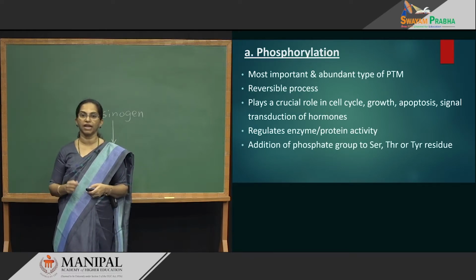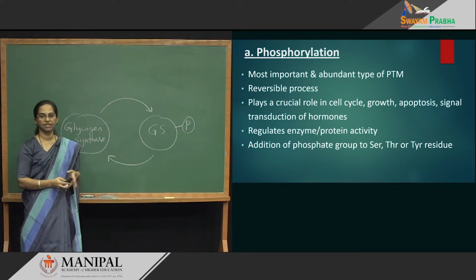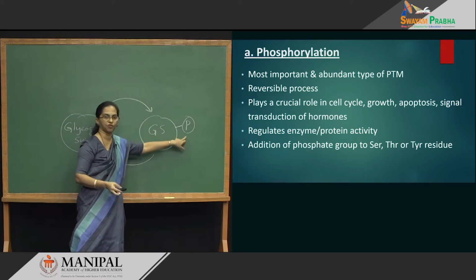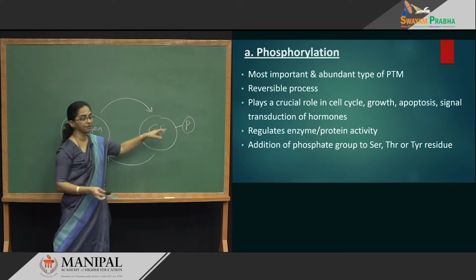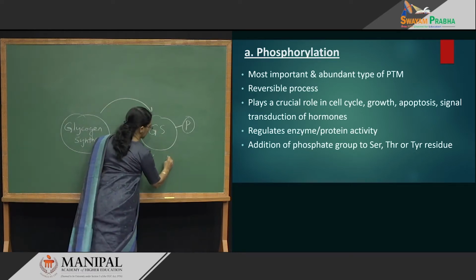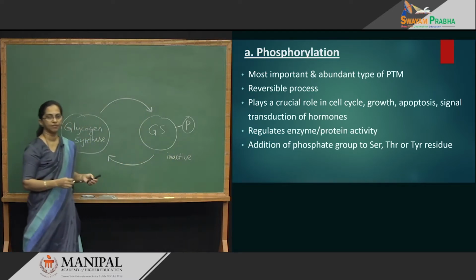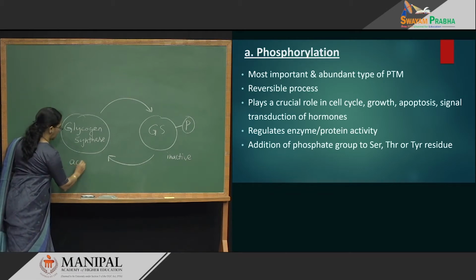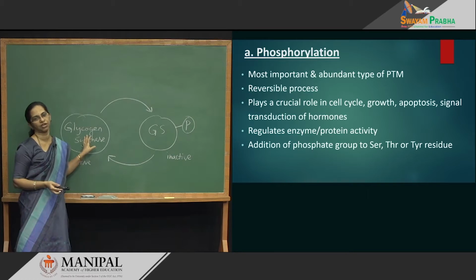Where do you actually add the phosphate? Let me give you a picture for that. Glycogen synthase is my protein. I can add a phosphate or I can remove the phosphate. When I add a phosphate, this enzyme becomes inactive. If I remove the phosphate, this becomes active. So, this is the classic example for phosphorylation.